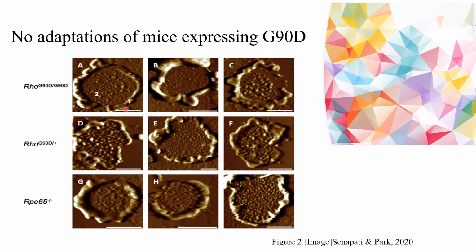It was observed that the nanodomain organization of rhodopsin is not an artifact of AFM procedures, and a similar arrangement is observed by cryo-electron microscopy. Let's take a look at our figures. Again, our figures are a sampling of AFM images. Here you can see that from A to C, you have Rho G90D, and D to F is RPE65.